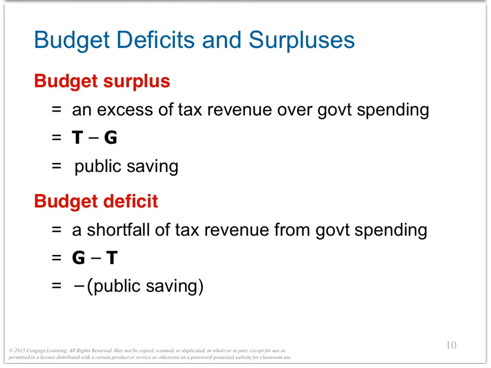We have two more definitions to do for this chapter. The first one is budget surplus. An excess of tax revenue over government spending is called budget surplus. So if government spends less than its tax revenue, there is some positive number left, which is called budget surplus, public saving. Budget deficit, a shortfall of tax revenue from government spending. So if government spends more than the tax revenue, there is going to be a shortfall, which means a deficit in the budget. It's a negative public saving.